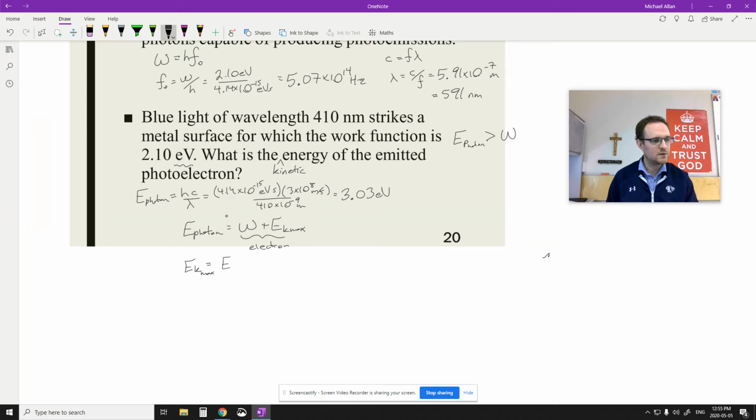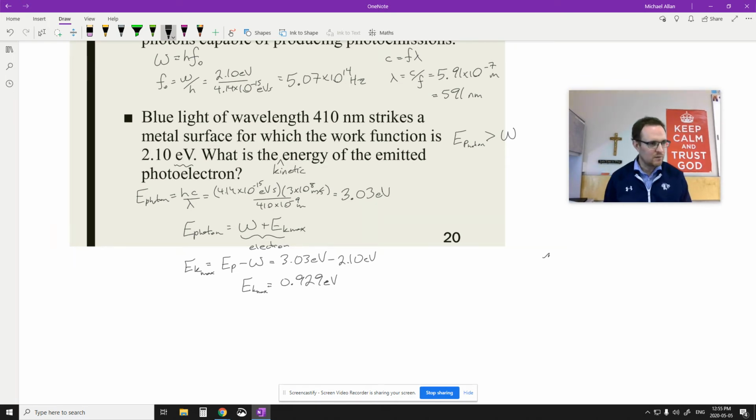Okay, so E photon minus the work function. This is going to be 3.03 electron volts minus the 2.10 electron volts. I've got the number in my calculator, so I'll just go minus 2.1. So the kinetic energy of this very particular maximum electron here is 0.929 electron volts. There you go.